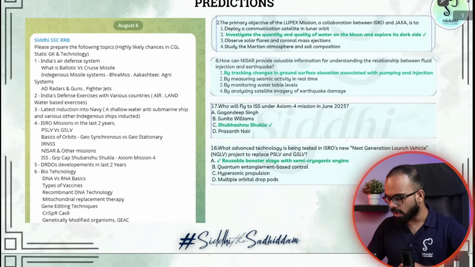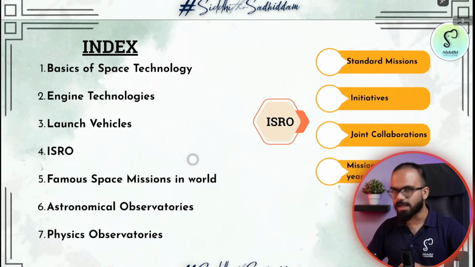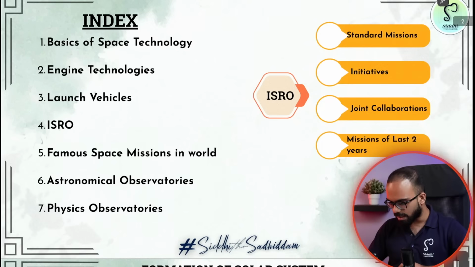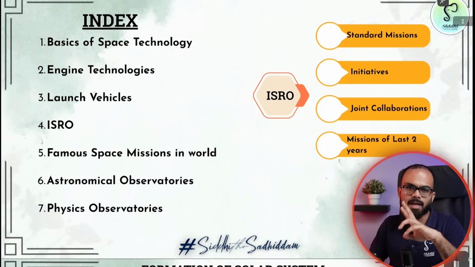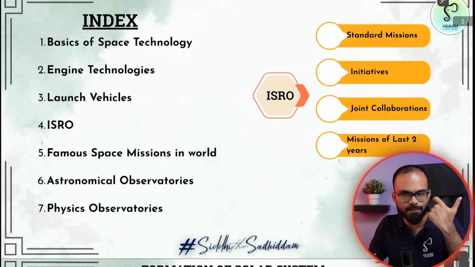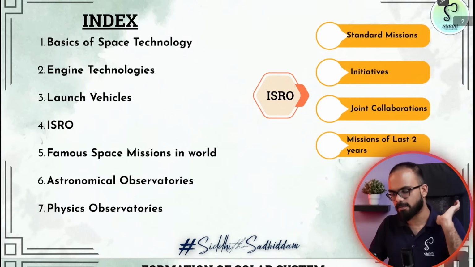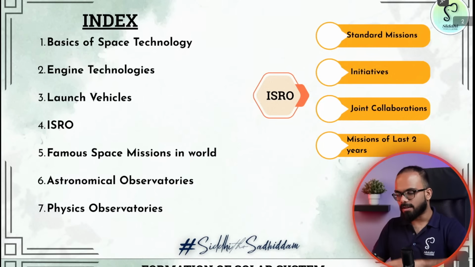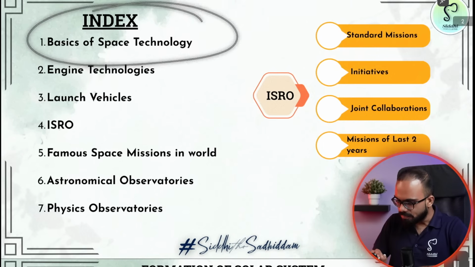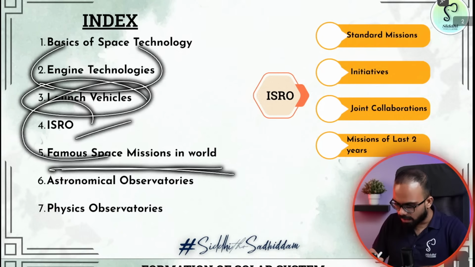So the topic for today is all about space technology, and this is your index. These are the topics that we are going to study in these two classes. Today is the first class of space technology, and the next class will be day after tomorrow. Tomorrow we will do one class on economy important topics and the monetary policy, money and banking. As part of these two classes, we have to study basics of space technology, engines, launch vehicles, famous space missions of the world as well as ISRO.